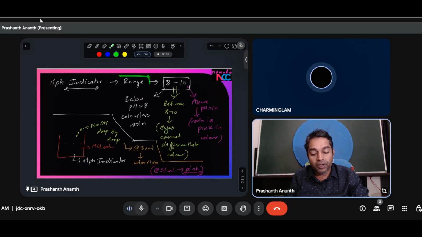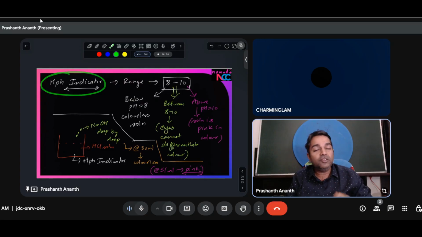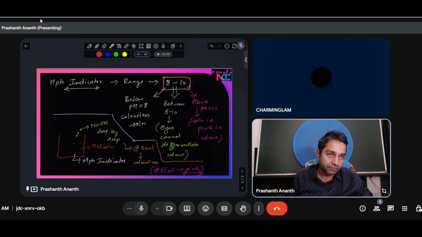So if I am considering an indicator like phenolphthalein, there is always going to be something called a range. That indicator range for phenolphthalein is 8 to 10. How do you understand the range? The range is to be understood like this. If the range is 8 to 10, between 8 to 10 it does not work.